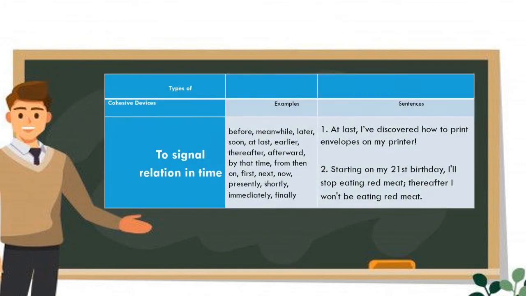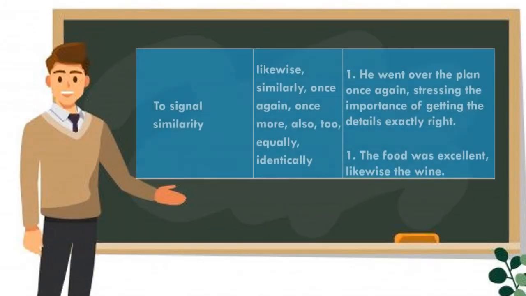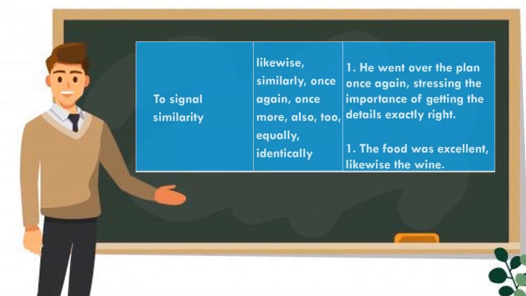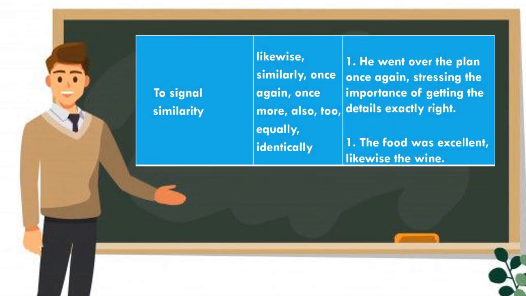Types of cohesive devices. To signal similarity: likewise, similarly, once again, once more, also, equally, identically. Let's use once again in a sentence. He went over the plan once again, stressing the importance of getting the details exactly right. Let's use likewise in a sentence. The food was excellent, likewise the wine.